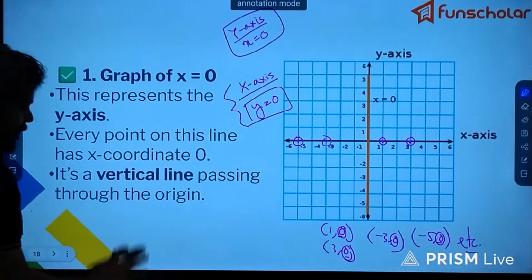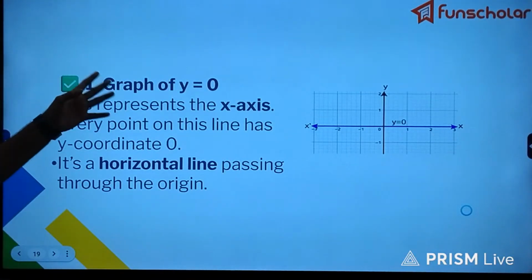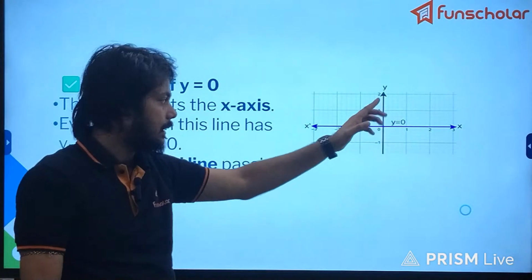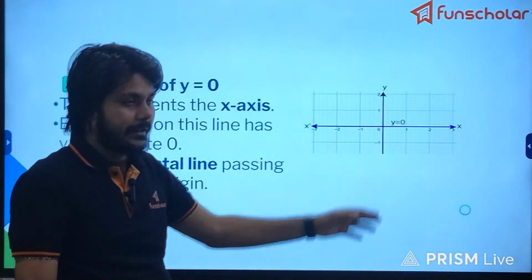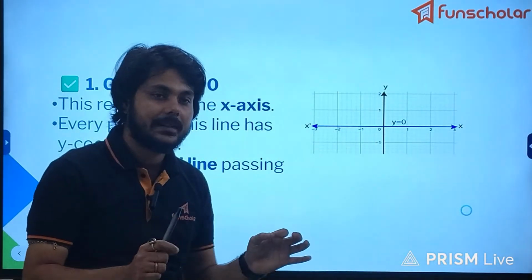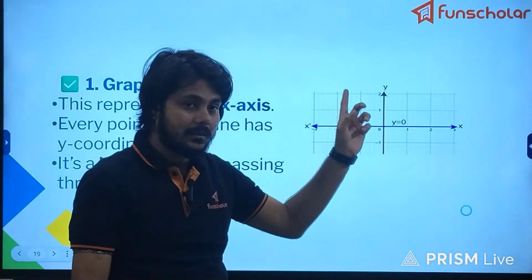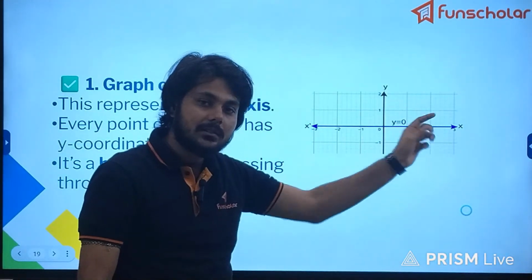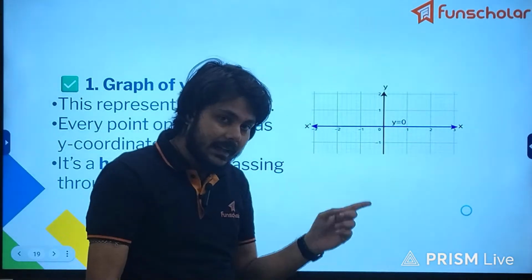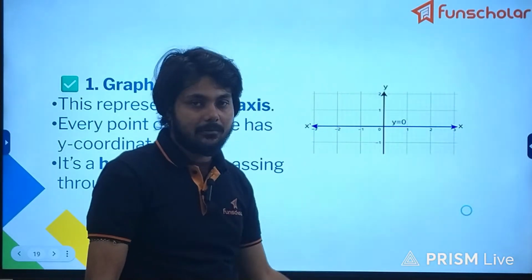Note, this is very important. Graph of y equal to 0: as you can see, every point that lies on the x-axis has y coordinate as 0. That means if we need to express the x-axis, we simply express it by the equation y equal to 0. Y equal to 0 means the x-axis. X equal to 0 means the y-axis.